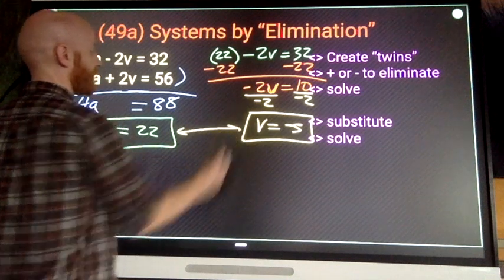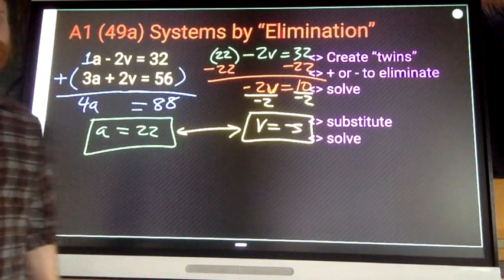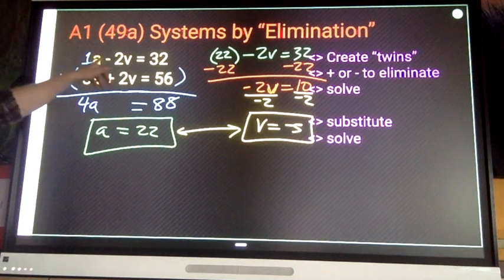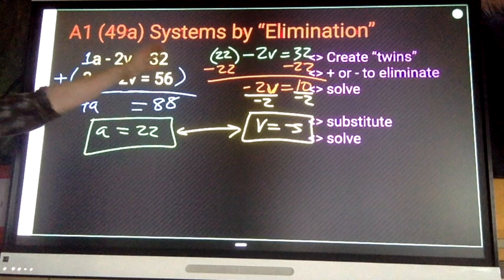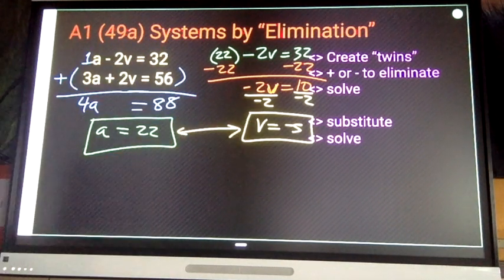Okay? This is my answer. A is 22, b is negative 5. Again, checking that that works. 22 plus 10 is 32. We just used the top equation to create that one, so we know it works in the top equation.